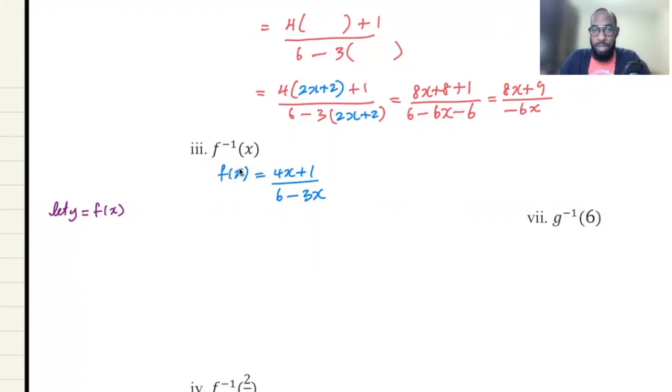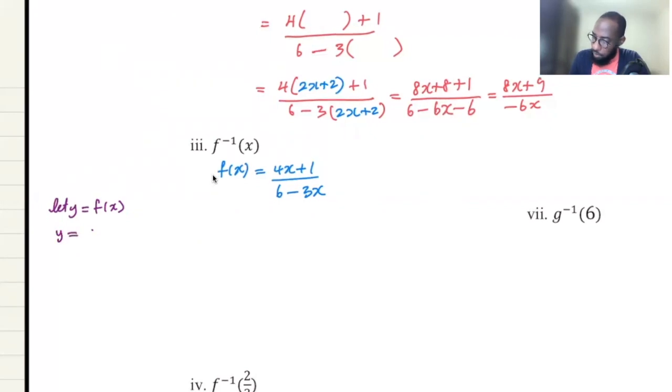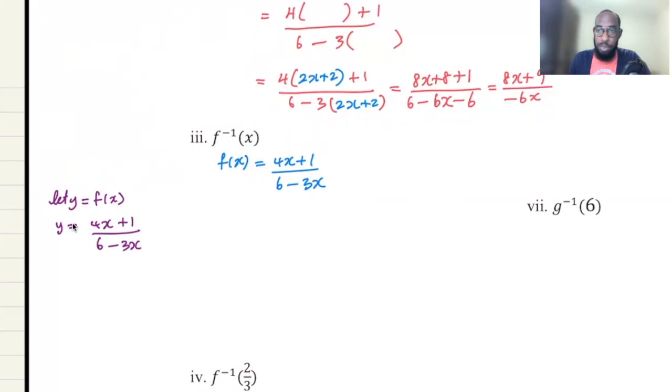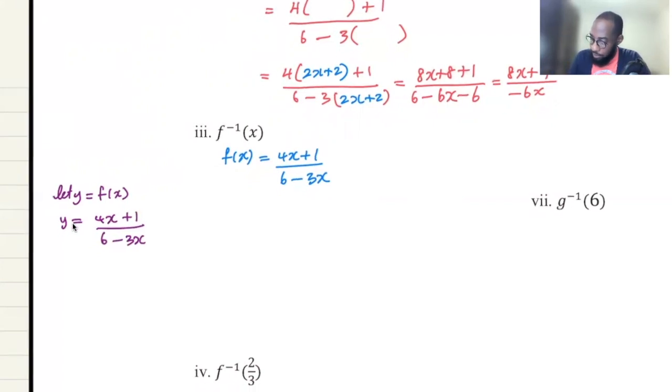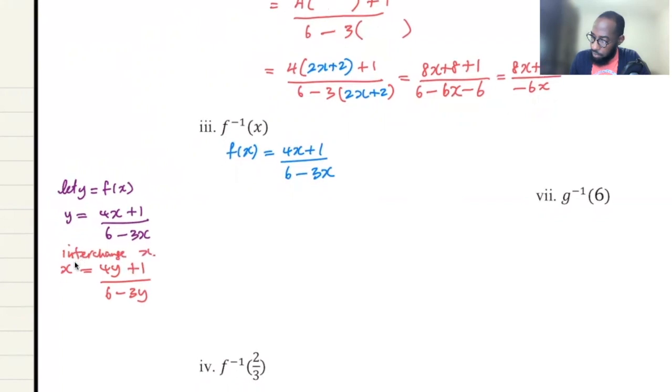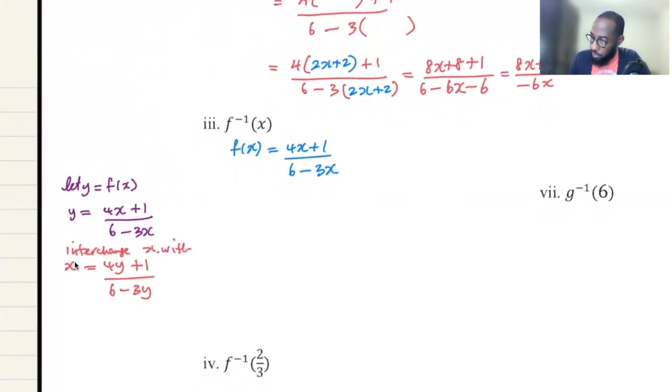Manipulating y or transposing y is easier as opposed to f of x in a bracket, right? So y is equal to 4x plus 1 divided by 6 minus 3x. Now I'm going to interchange x and y. That simply means wherever I see x, I put y. Wherever I see y, I put x. So, let me write a note. Interchange x with y. As you know, that's what I did here.